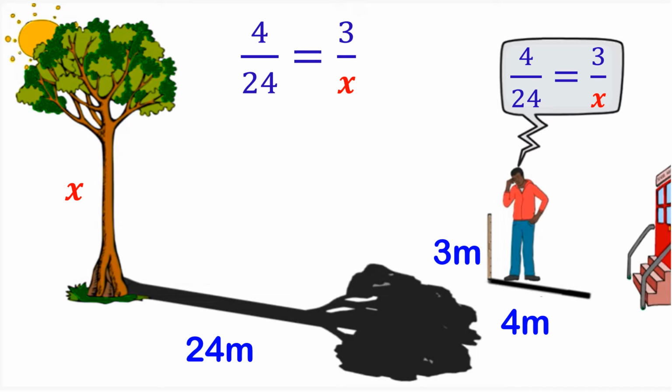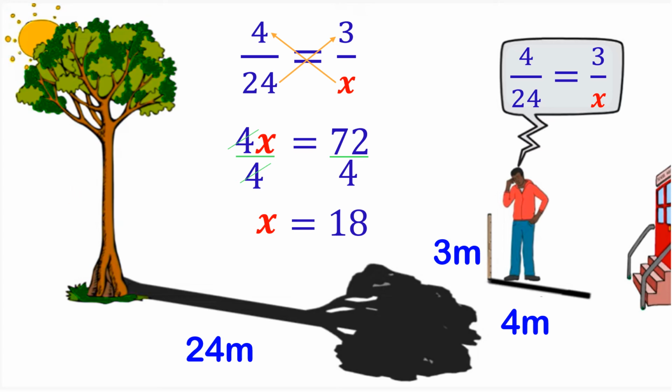So here, we are going to cross multiply. X times 4 is 4x. 24 times 3 is equal to 72. And then dividing both sides by 4, cancel. So x is equal to 18. So the height of the tree is 18 meters.